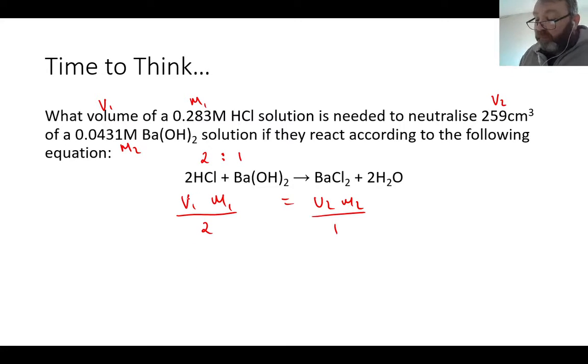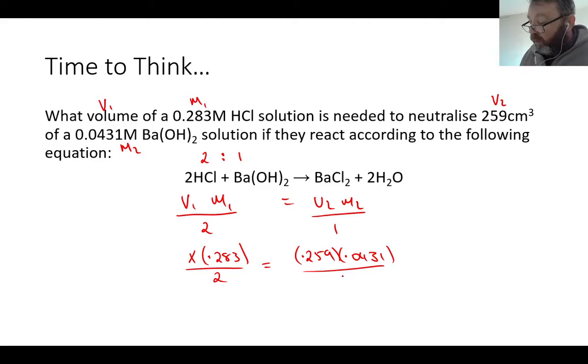What's that going to give me? Well, V1 and M1, what are they? V1 is what volume? So V1 is going to be X. So X times the first molarity, 0.283, over 2, is equal to the second volume, now in litres, 0.259 litres, multiplied by the molarity, 0.0431, all over 1. And in a situation like this, again, you can get X on its own by taking 2 from the bottom left to the top right.